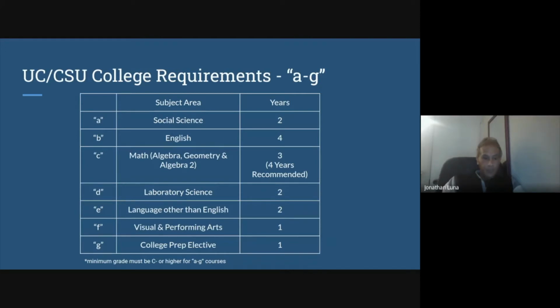If we scroll all the way to the bottom, in the asterisks, right there, it says minimum grade must be a C- or higher for all A through G courses. If you fulfill letters A through G with a C- or higher, then by senior year, you will be eligible to apply to a UC or CSU.